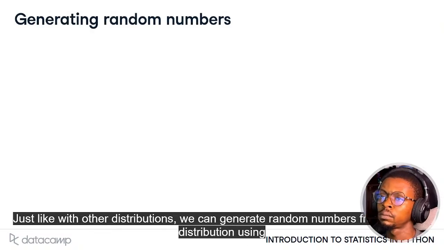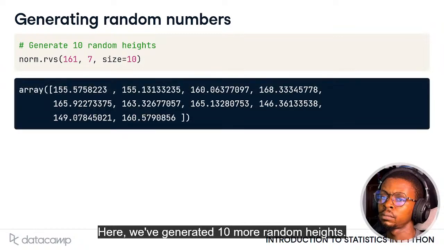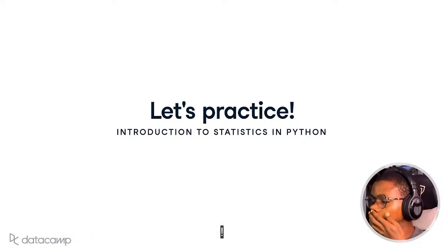Just like with other distributions, we can generate random numbers from a normal distribution using norm.rvs, passing in the distribution's mean and standard deviation, as well as the sample size we want. Here, we've generated 10 more random heights. Your turn to practice using the normal distribution.